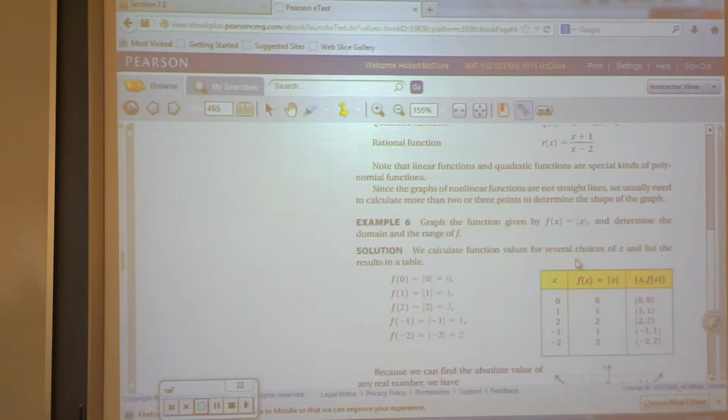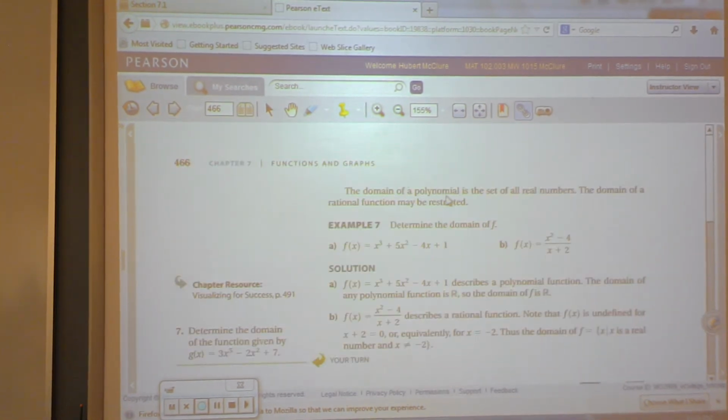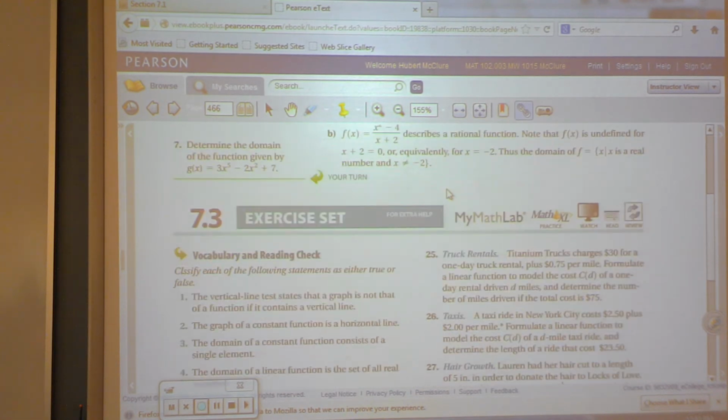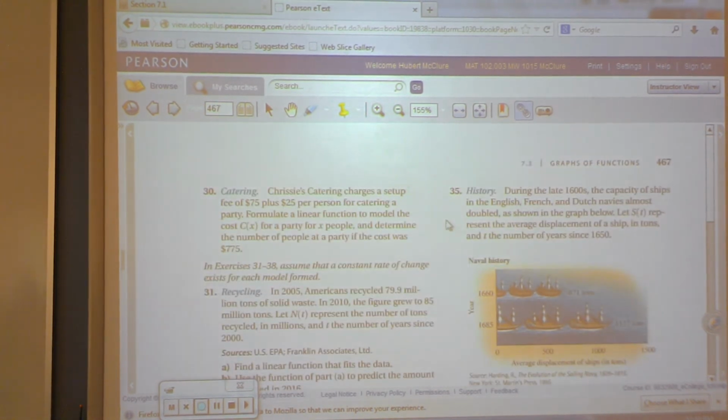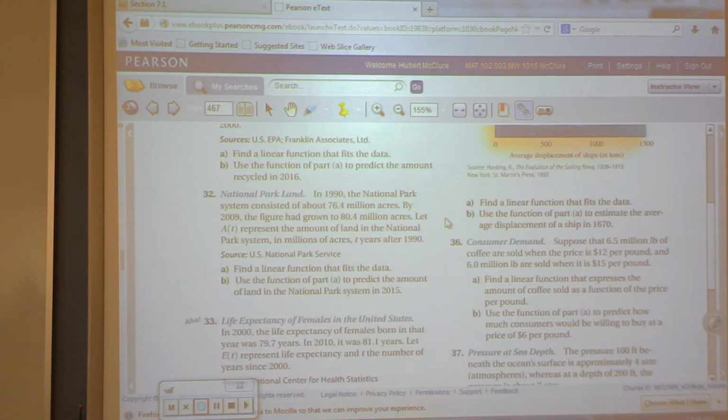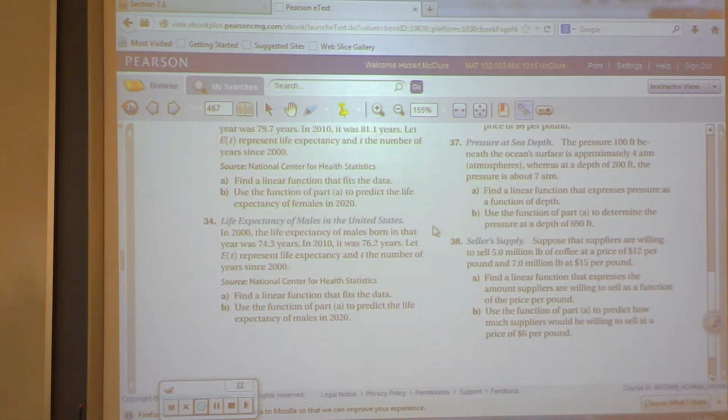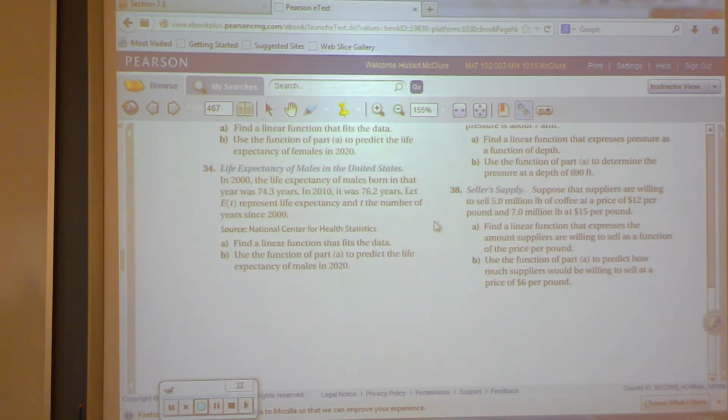So if it's a closed circle, you write it in brackets. If it's an open circle, you write it in parentheses. Just remember this: if it touches, it's a closed bracket. If it doesn't touch, it's parentheses. And you can't touch infinity.